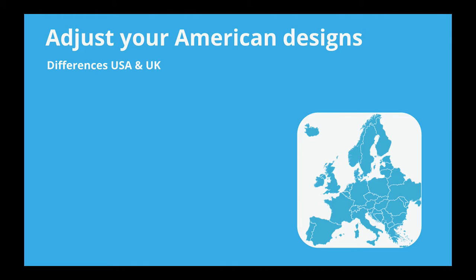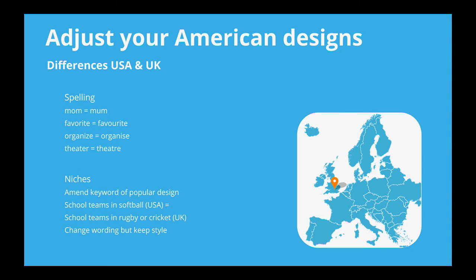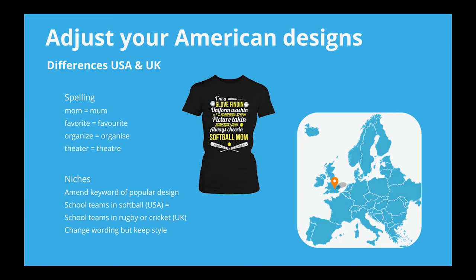But sometimes you are going to need to adjust your designs for new European markets. So let's quickly discuss some of the differences between the UK and the US. There are some slight spelling differences between certain words, as you can see here. So take this softball mom shirt, for example. We'll need to change the mom to mum with a U for our UK audience, but we should also do some research to see if softball is a popular sport in the UK. After a bit of research, we'd find that softball is not as popular in the UK, but rugby and cricket are. We can easily change the wording and the design to fit these new niches.